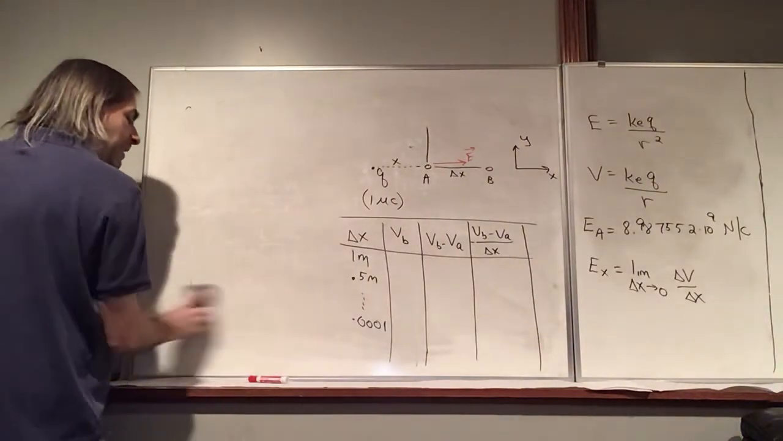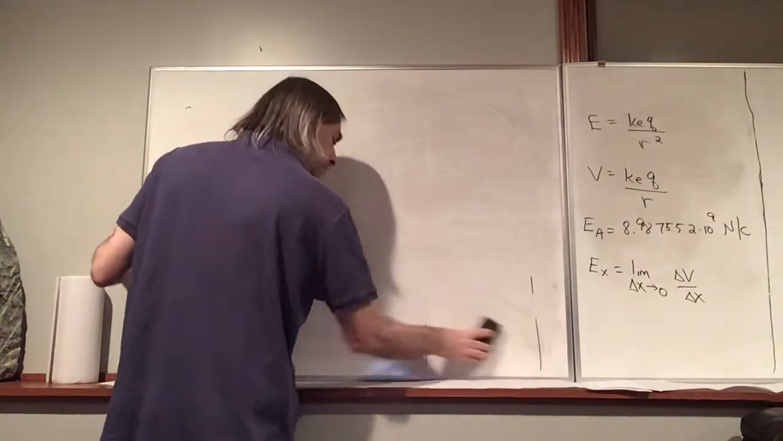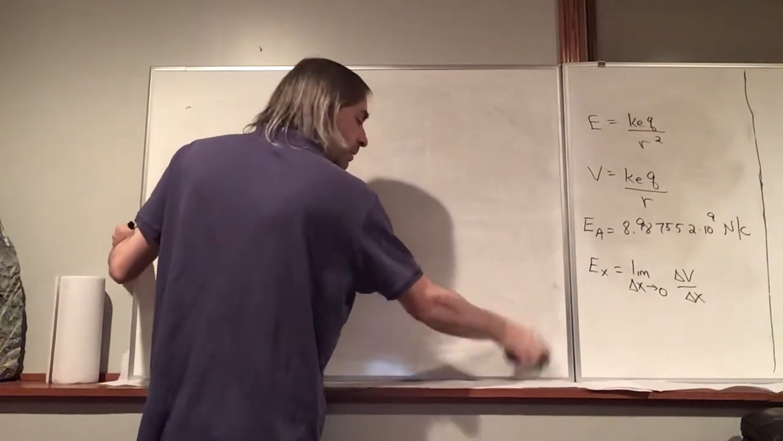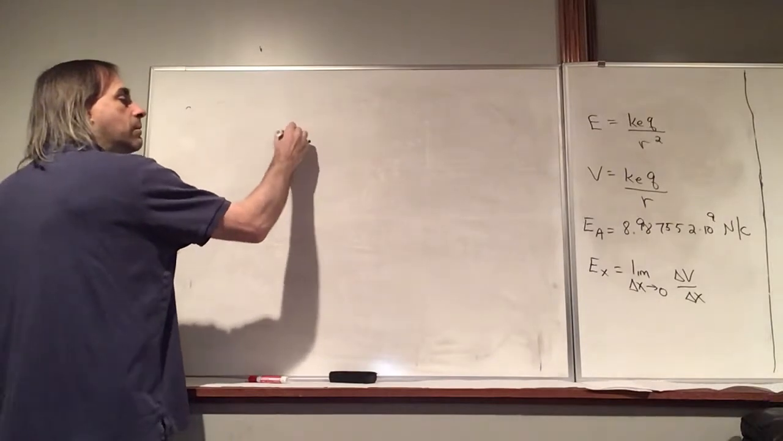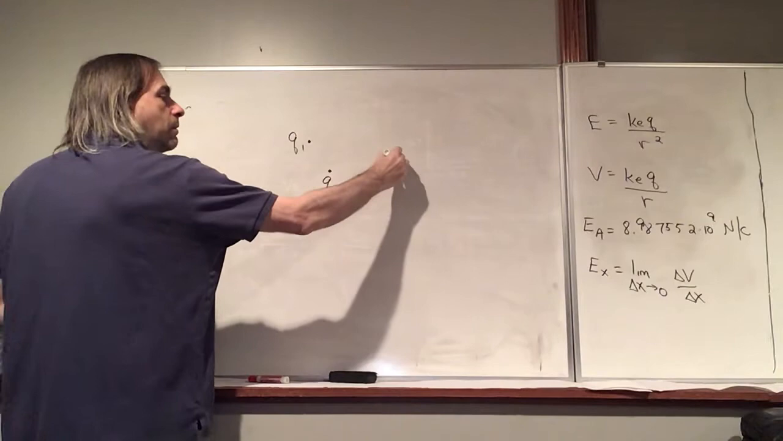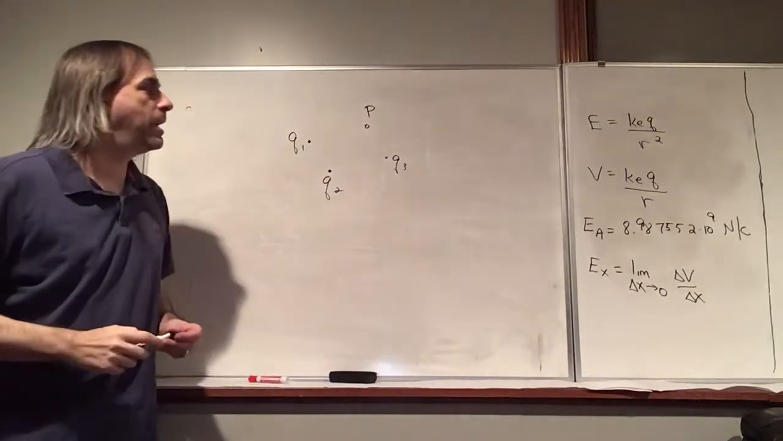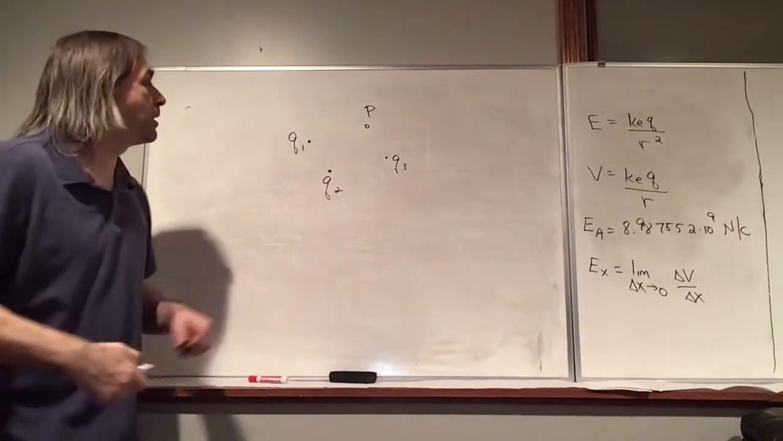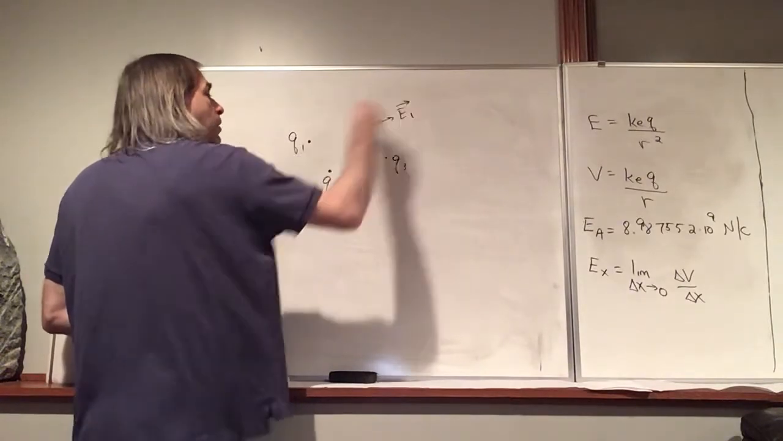One very common thing we might want to do: clear the screen. Say we have a bunch of charges, and some point P, and we want to know the electric field here. Well, we know how to do that. We can find E1, which would be the electric field due to charge 1.